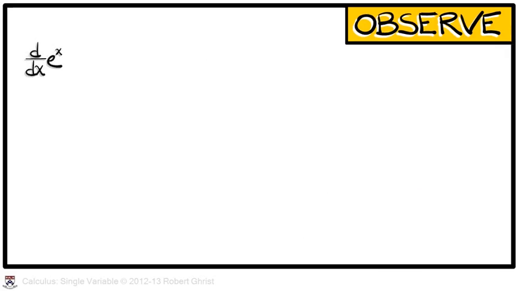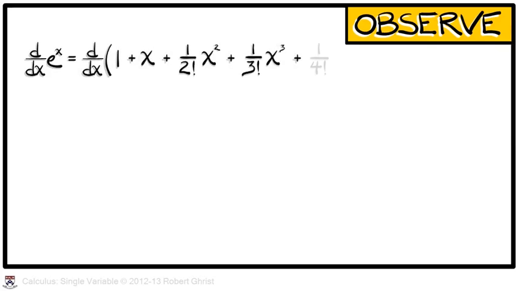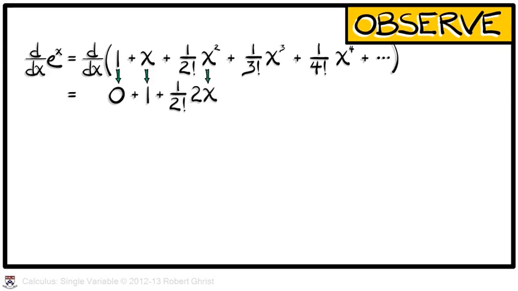For example, if we tried to differentiate e to the x by using our definition, then what would we obtain? Well, thinking of e to the x as a long polynomial in x allows us to apply what we already know. For example, what is the derivative of 1? That's clearly 0. The derivative of x is clearly 1. What is the derivative of 1 over 2 factorial times x squared? Well, it's 1 over 2 factorial times the derivative of x squared, which is 2x.